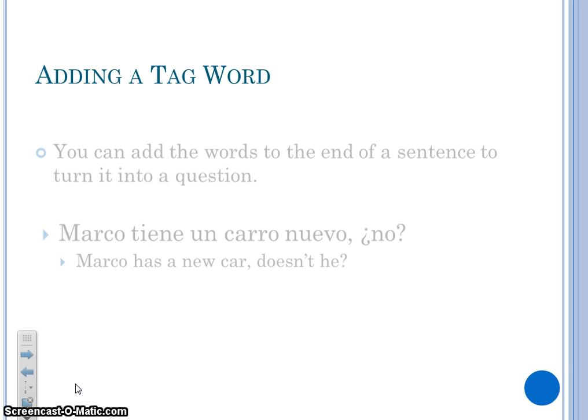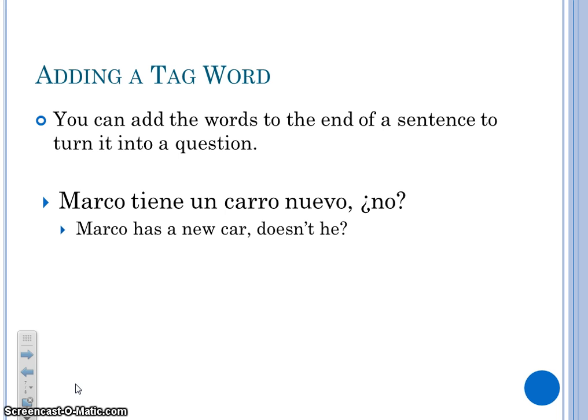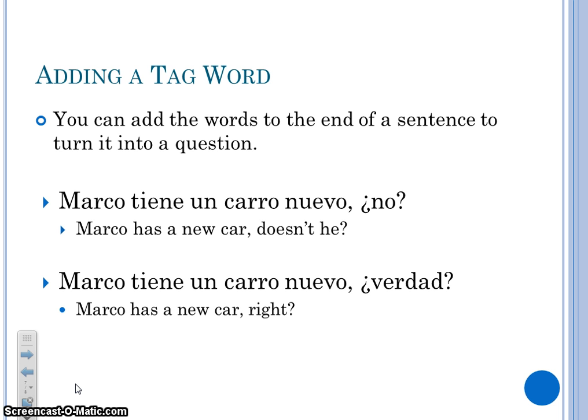Alright, adding a tag word. This is the 3rd way to form a question in Spanish. You can add words to the sentence to turn it into a question. So for example, Marco tiene un carro nuevo, ¿no? Means Marco has a new car, doesn't he? The no is the part that means doesn't he. This is something that we already do in English. Marco tiene un carro nuevo, ¿verdad? Means Marco has a new car, right? Again, just like we do in English.